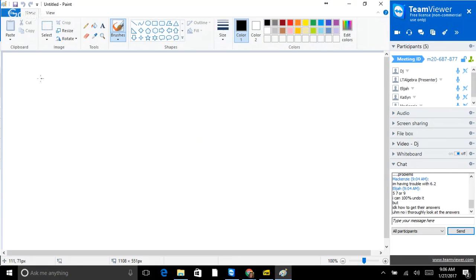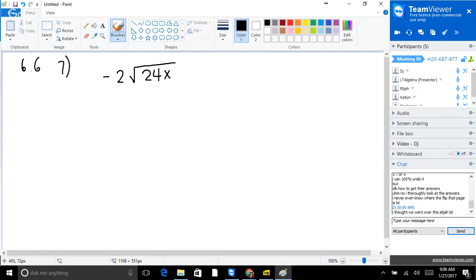Okay, so this is 6.6, and we have number 7. It is -2 square root of 4x plus 13 equals -11.